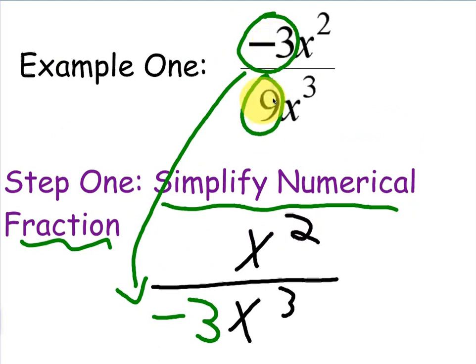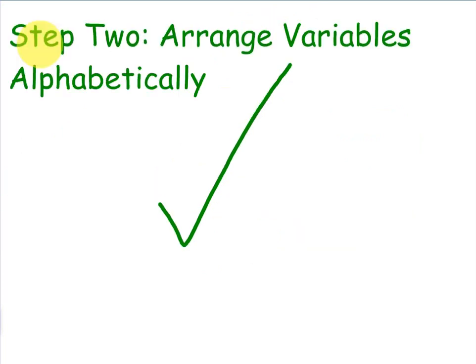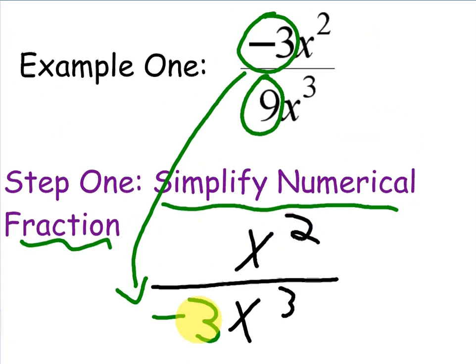9 divided by negative 3 is negative 3. Since 9 is bigger, we're going to put the negative 3 down there. That's it for the first step. That's all you have to do. And since constants always come before variables, you pretty much don't have to reorder anything here. Next step is to arrange the variables alphabetically so that they all line up so we can easily divide them. In this case, we only have x, so we don't have to do that, but we will do it in a future example.